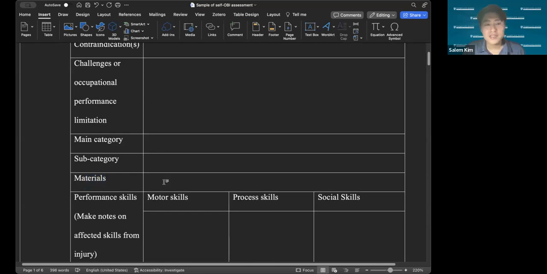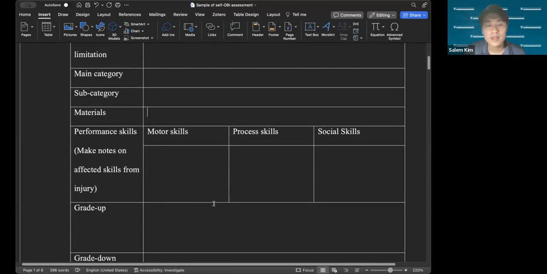Materials are here. So not just one or two materials, but all the materials that you are planning to use. So these items will come from your personal ADL toolbox, or you can also ask your clients to bring some of these tools to actually use in the session as well. From the activity analysis perspective, you want to identify some of the motor skills, process skills, and even social skills, so that this will also help you to understand which area the client is having issues on.